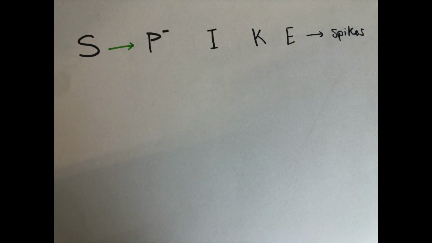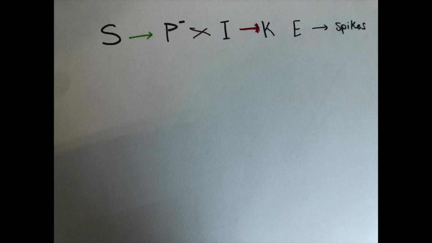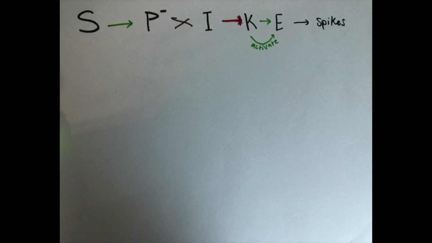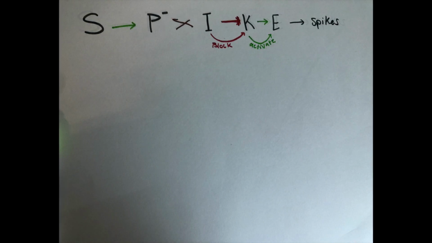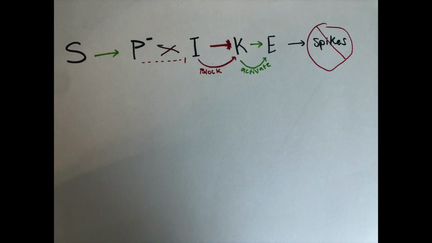not. The S gene activates the P gene just like it normally would, but the P gene is defective so it cannot block the I gene. But the I gene can still block the K gene, and therefore the K gene cannot activate the E gene. So therefore the spikes are not made if P is defective. This is because the K gene would normally activate the E gene without any interference, but the I gene blocks it, making it so it would not activate the E gene. But P usually blocks the I gene. But since P is defective, we don't get any spikes.